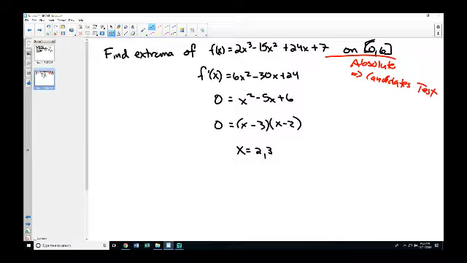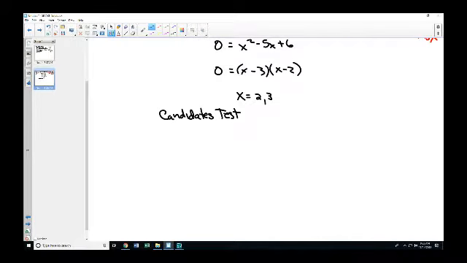But for local extrema, we would now do a sign analysis with the chart. For absolute extrema, you have to use the candidates test. We're going to test the critical points and endpoints in the original function.